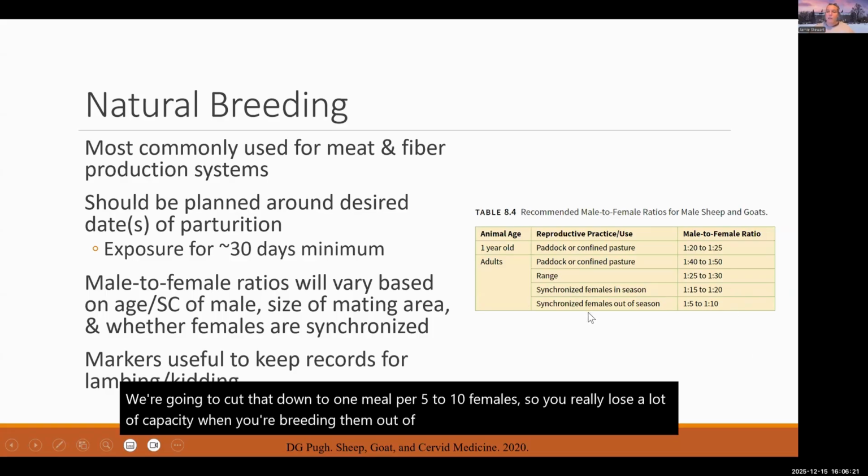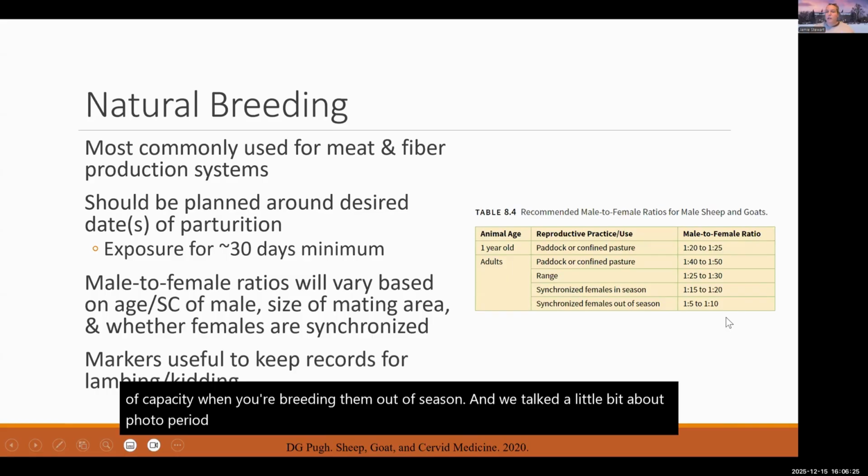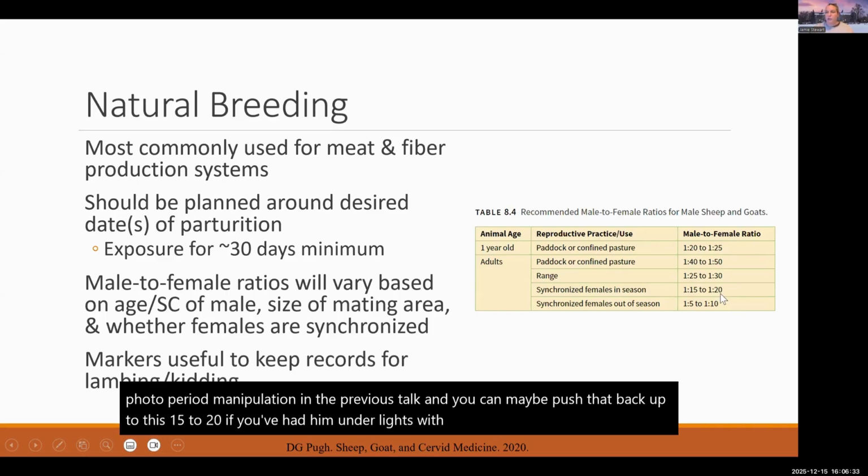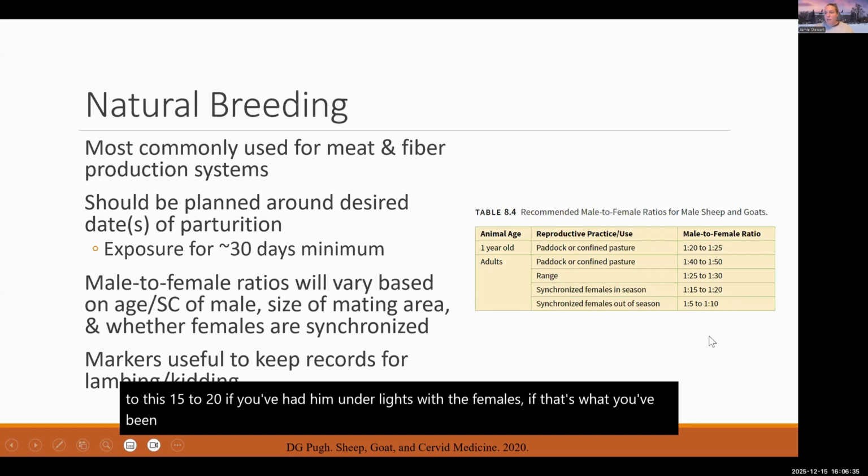And we talked a little bit about photoperiod manipulation in the previous talk, and you can maybe push that back up to this 15 to 20 if you've had him under lights with the females, if that's what you've been doing. So it's just going to depend a little bit on the male and how he responds.